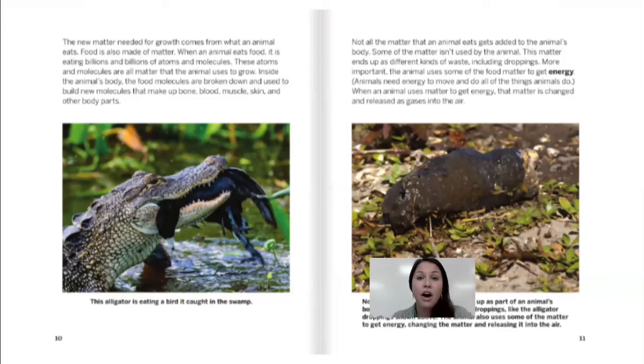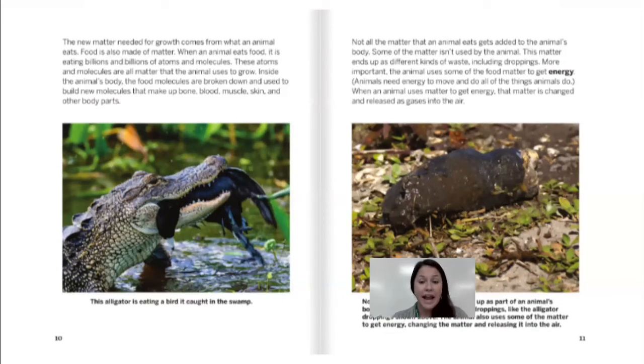Not all the matter that an animal eats gets added to the animal's body. Some of the matter isn't used by the animal. This matter ends up being a different kind of waste, including droppings. More important, the animal uses some of the food matter to get energy. Animals need energy to move and do all the things that animals do. When an animal uses matter to get energy, that matter is changed and released as gases into the air.